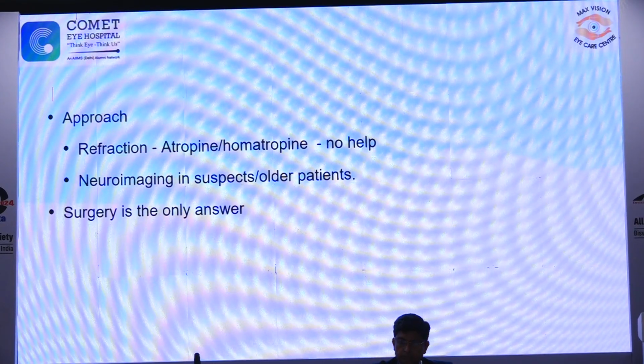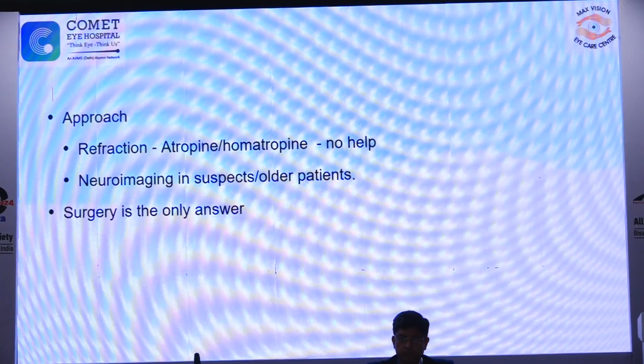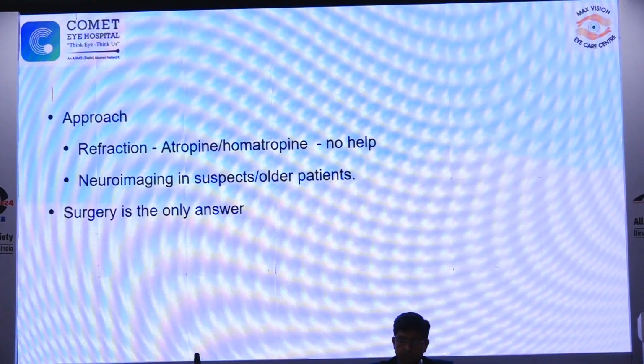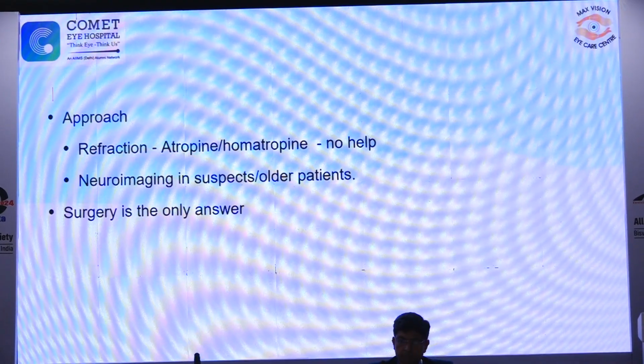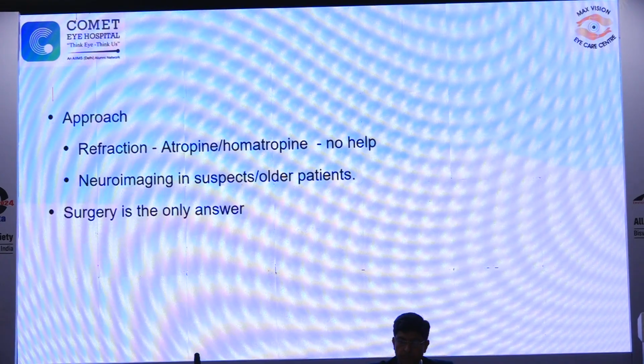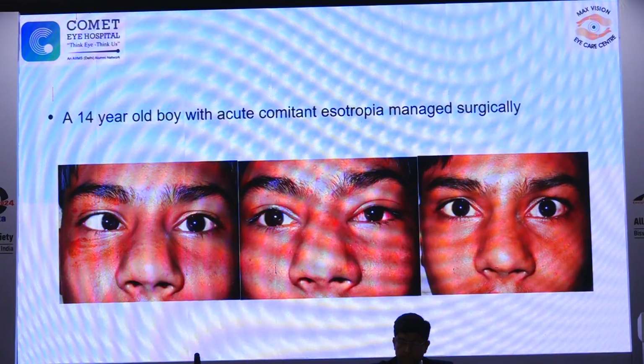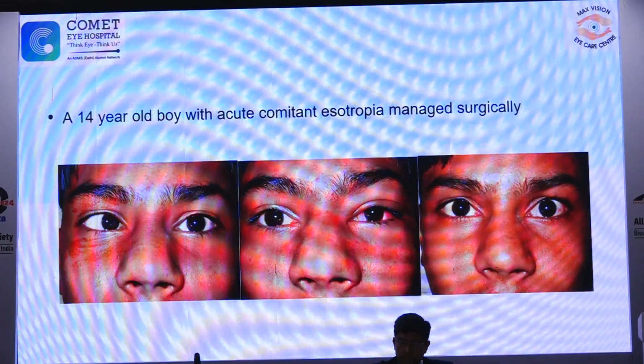So the approach here would be an atropine and homatropine refraction, which usually doesn't help. Neuroimaging is done in suspects, whenever you have disc edema or any suspicion of neurological defects. In the older patients who present with acute comitant esotropia, surgery usually is the answer. This is a 14-year-old boy with acute comitant esotropia managed surgically.